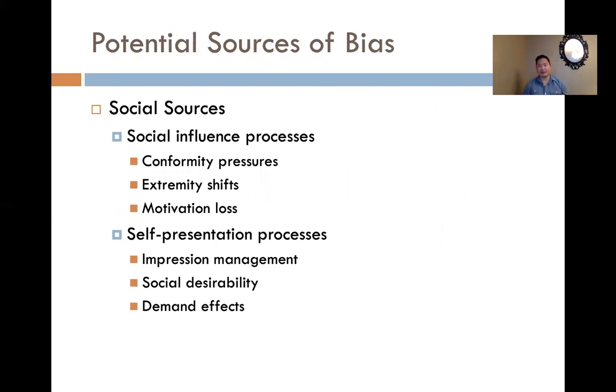So what are the downsides of job analysis? What are some things that could go wrong? Well, there's social and cognitive sources of bias. Remember, if we're talking to subject matter experts, especially, we're talking to people, and people make mistakes. People are fallible.